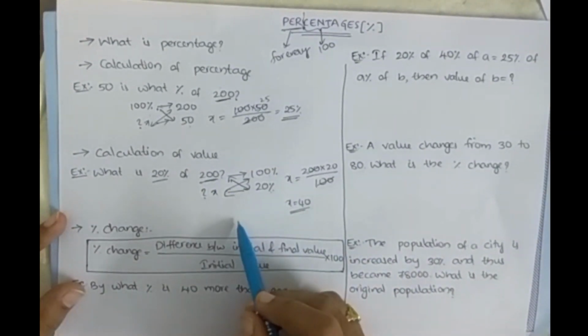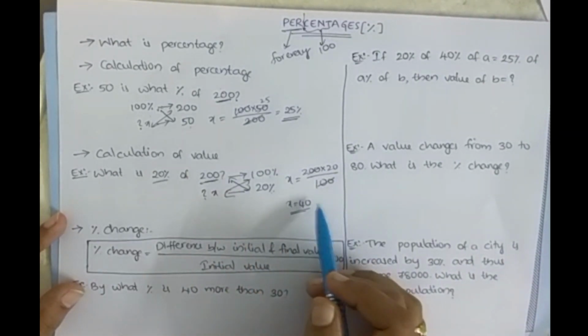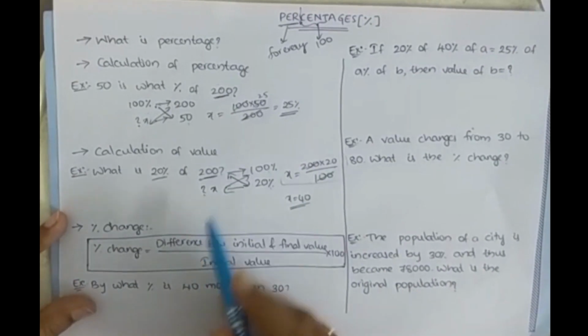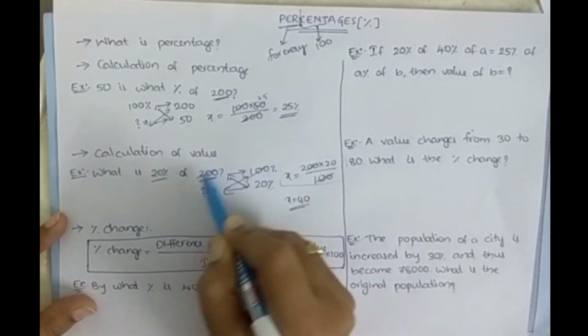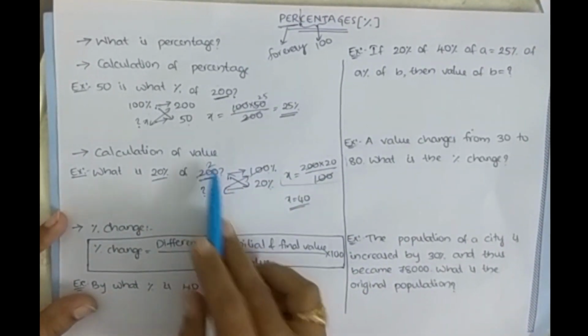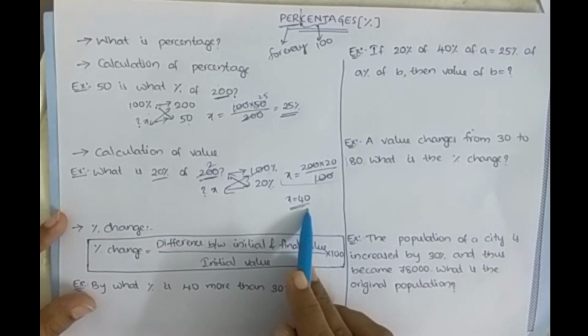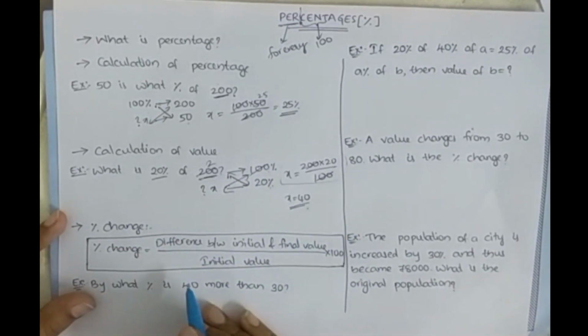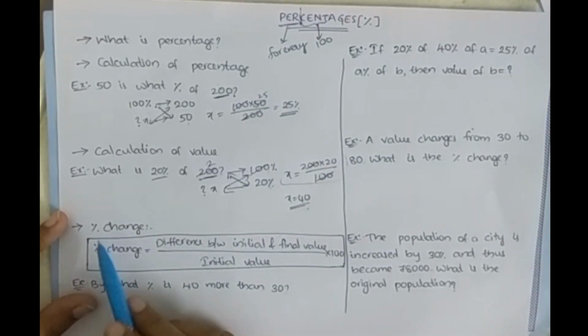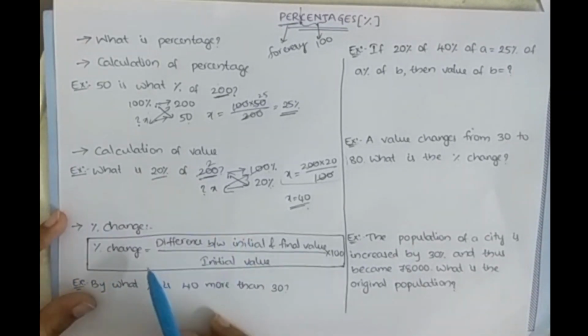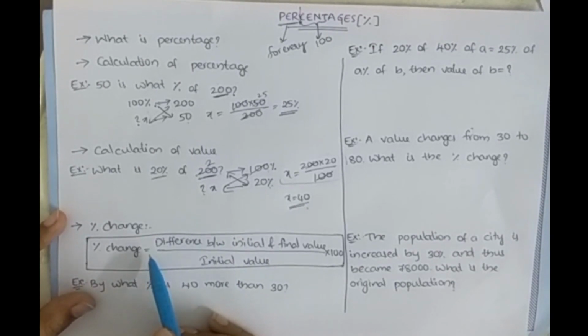As you go on practicing the problems, you can observe that there is no need to go for this step also. In a single step you can calculate: 100 ones are 100, 100 twos are 200, so 2 into 20 is 40. In a single step you can find out the answer. The next model is when you want to calculate the percentage change. When the value of something has changed from one value to another value, how do you calculate the percentage change?